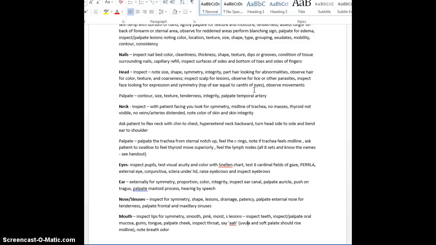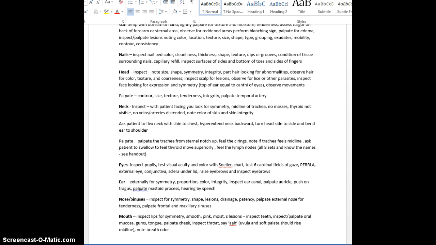You're going to examine the lymph nodes, and the lymph nodes that you will need to know are preauricular, postauricular, occipital, retropharyngeal, submandibular, submental, supraclavicular, deep cervical chain, and light cervical chain.